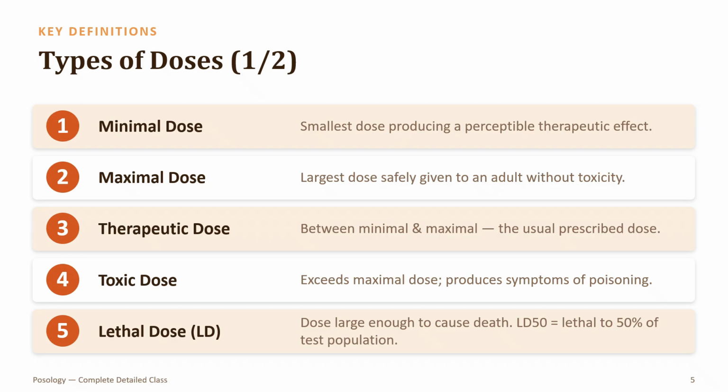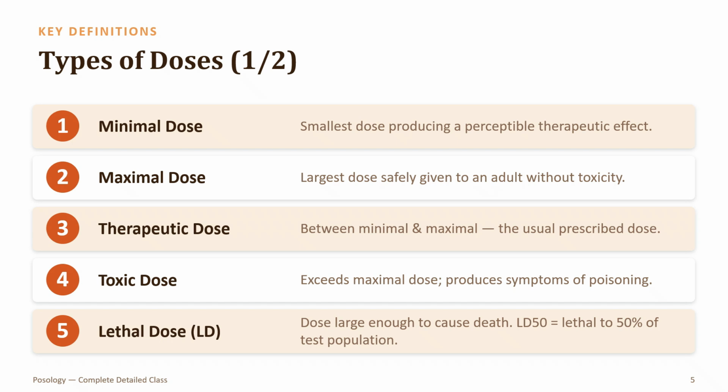Why does dose matter so much? Every drug has a narrow window between being ineffective and being toxic. Give too little and the patient does not get relief. Give too much and you risk serious adverse effects or even death. This is exactly why posology exists as a formal science within pharmacy, to standardize and individualize the dose.